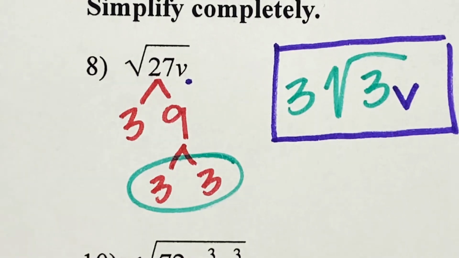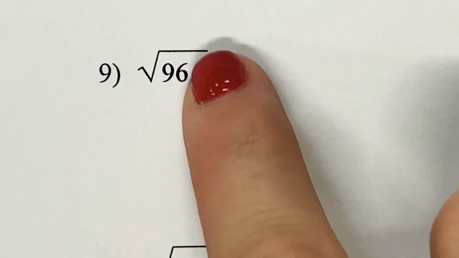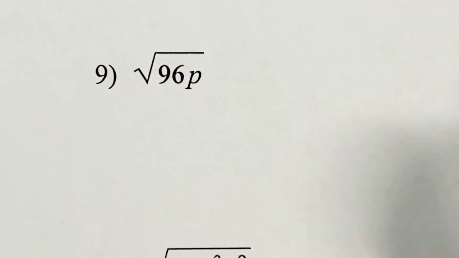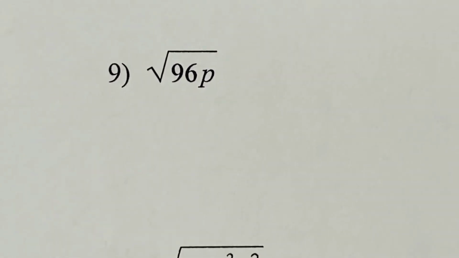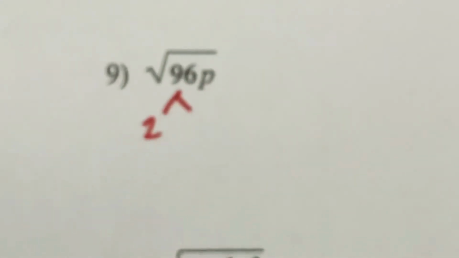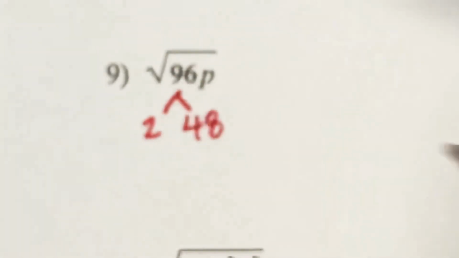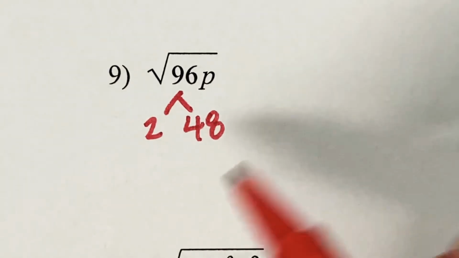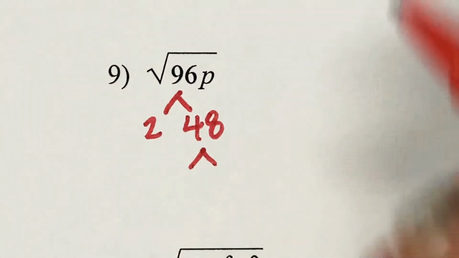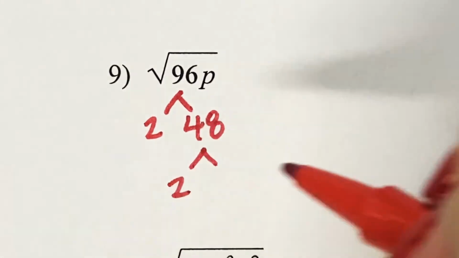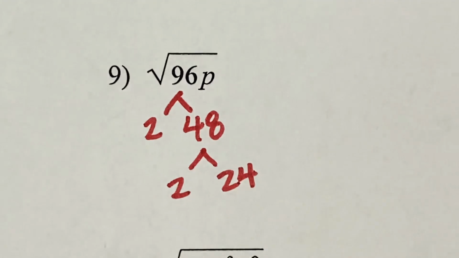So let's look at number 9. Let's just ignore the p for now and just break down 96. How can we break down or divide 96? Well, I know 96 is an even number, so I can divide it by 2. 96 divided by 2 is going to give me 48. Oh, so close to 49. Not quite. I can keep breaking down 48 to 2 and 24.